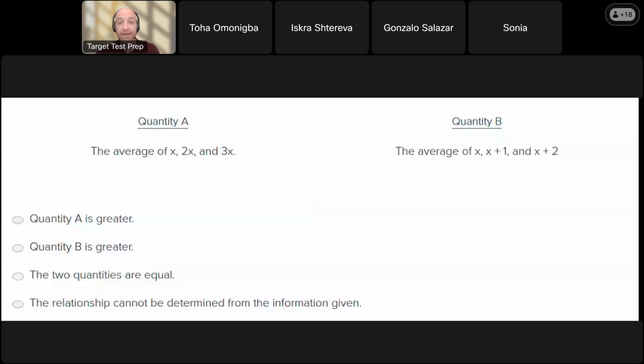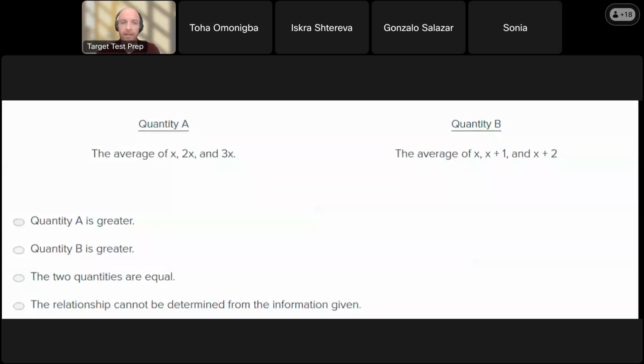Well, I'm looking at the average of x, 2x, and 3x. So how do I tackle that? Let's just focus on quantity A for the moment. You just add all of the numbers and divide by 3. AT says, yeah, let's do the standard thing we know about averages. You don't have to have studied math in a while to remember that to get the average of a group of numbers, average is equal to the sum of the numbers, all divided by the number of terms.